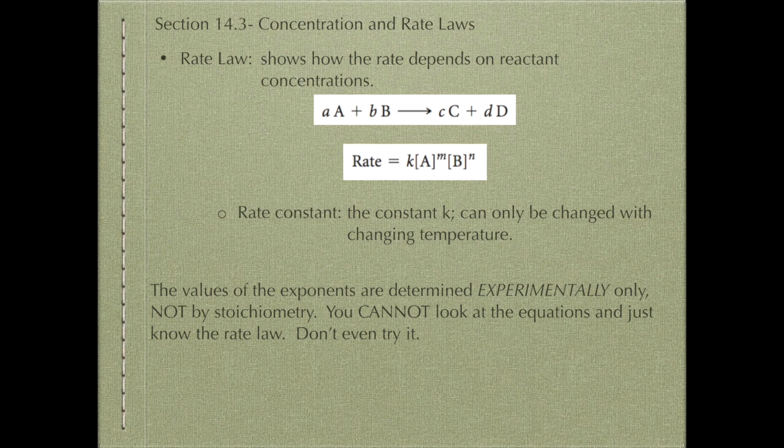So, as I said already, your M and your N are not determined by the simple stoichiometry of a reaction. Instead, the values of those exponents have to be determined experimentally, not stoichiometrically. So you can't just look at the equation and say, this is my rate law. Don't even try it. We'll get to a point where when we're manipulating reactions, you will be able to use it with reaction mechanisms, but for right now, you cannot use your stoichiometry. You need to determine it experimentally.